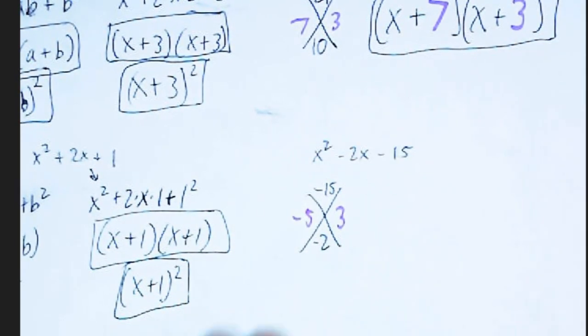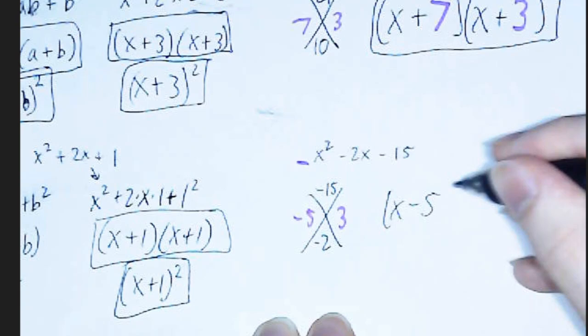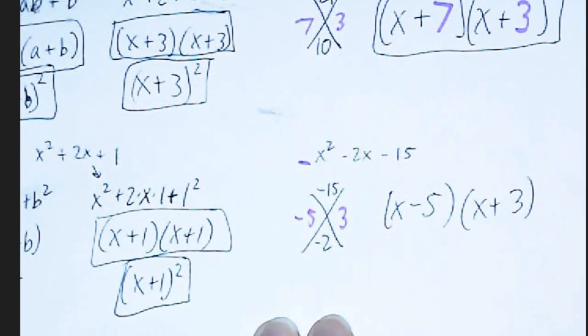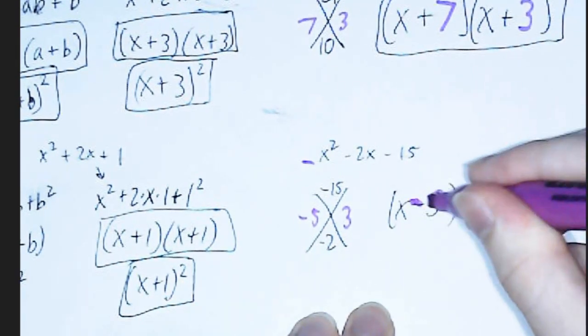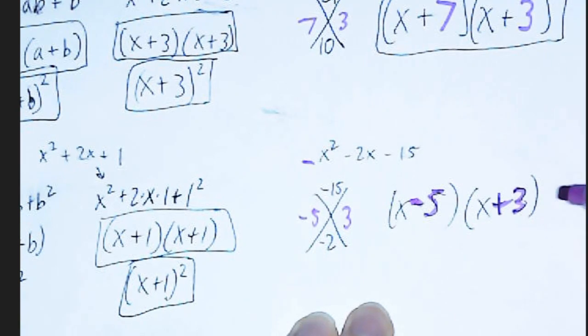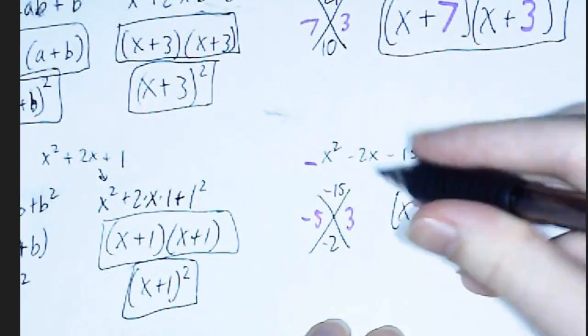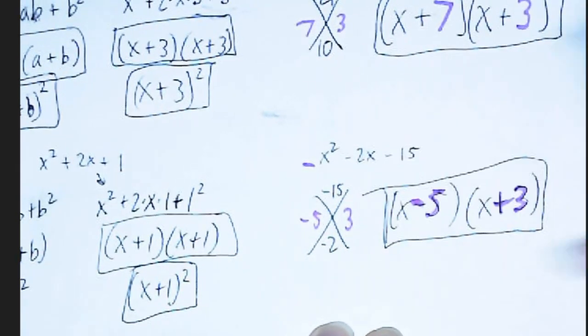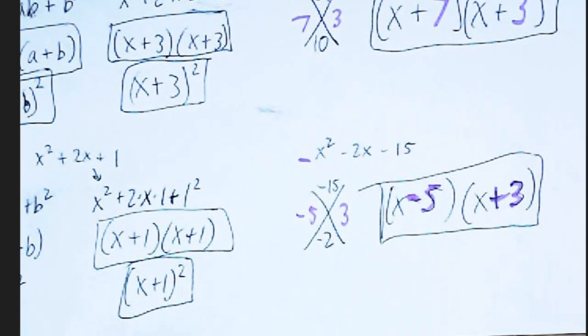And because the leading coefficient is 1, our answer is going to be x minus 5 and x plus 3. They're just the two numbers on the sides of the x. And that's how you do it.